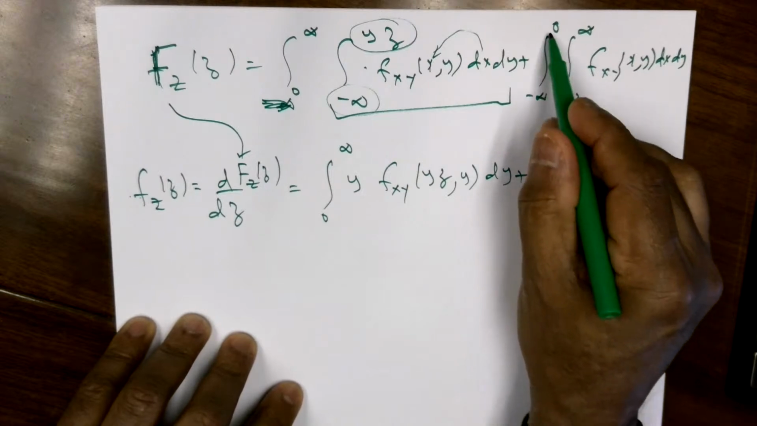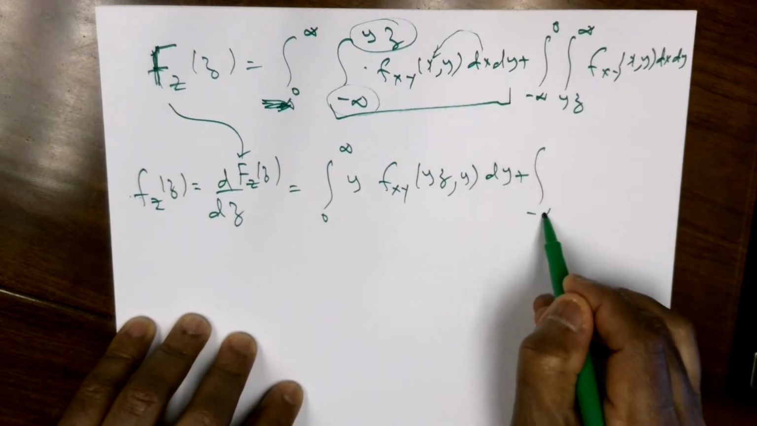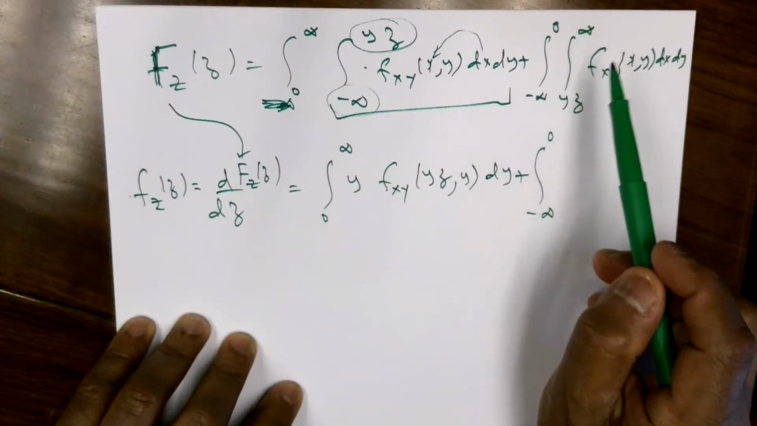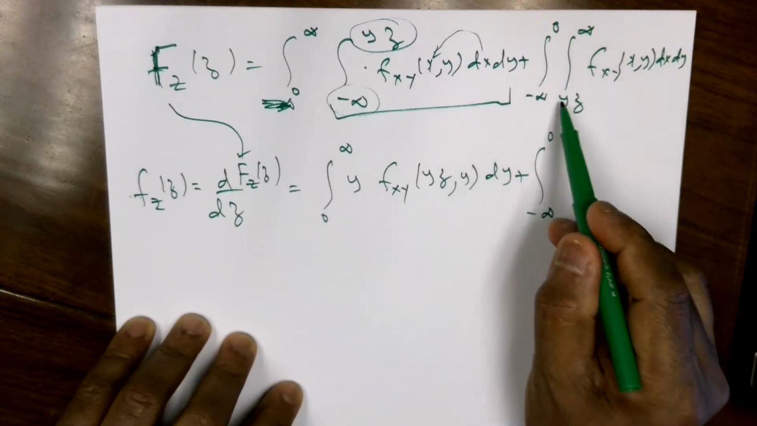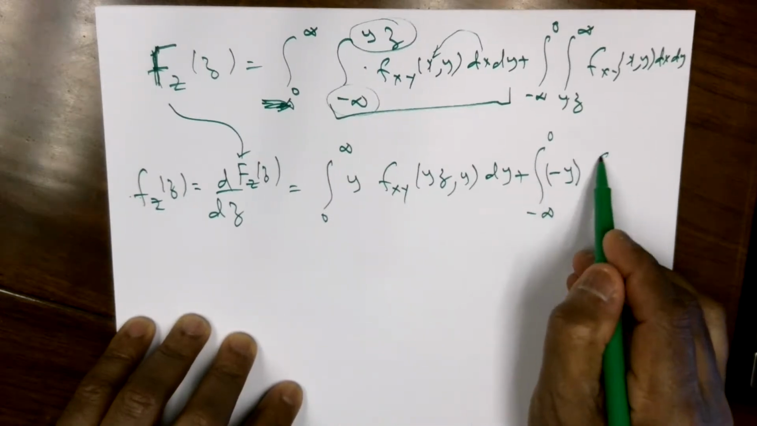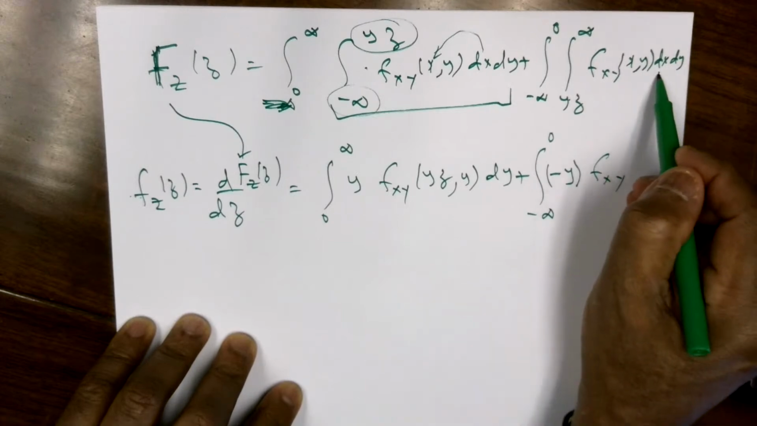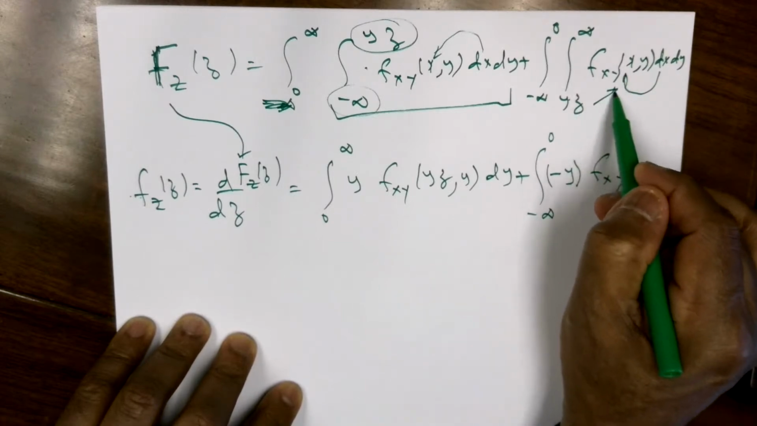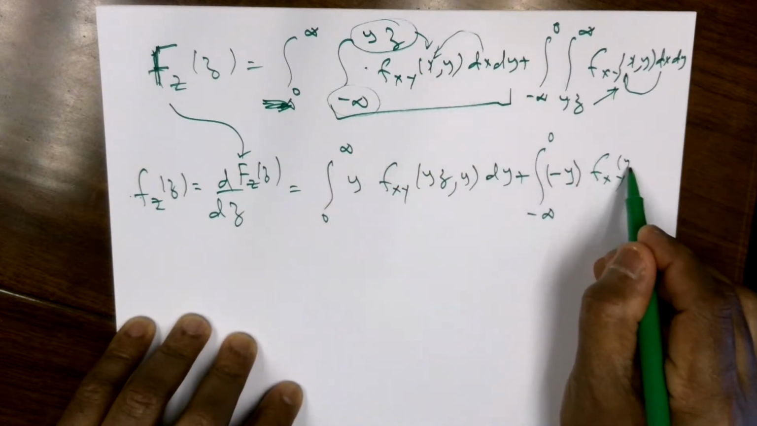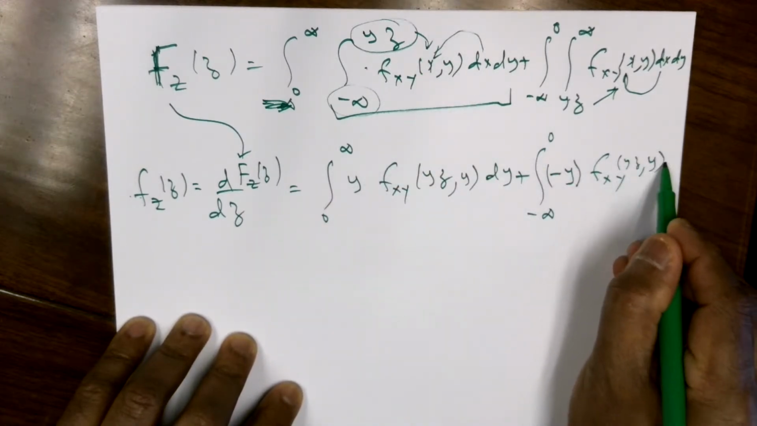Similarly here, because the first limit is constant, the derivative goes inside. Then the derivative of the top limit, that's 0. So minus the derivative of the bottom limit. So that's minus y multiplied by, substitute the variable of integration, this quantity. So that will be f_XY(yz, y) dy.